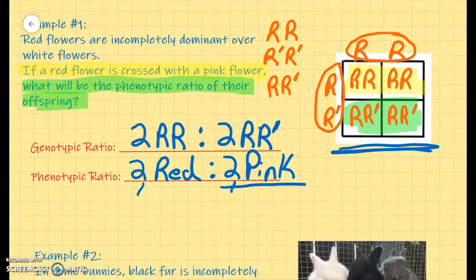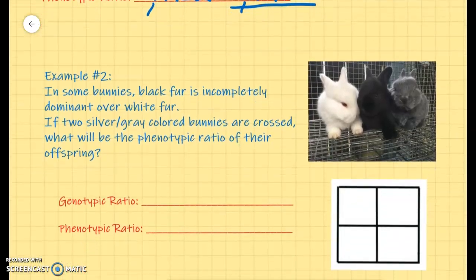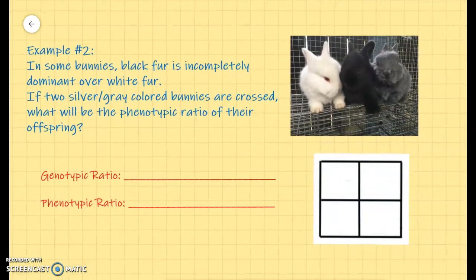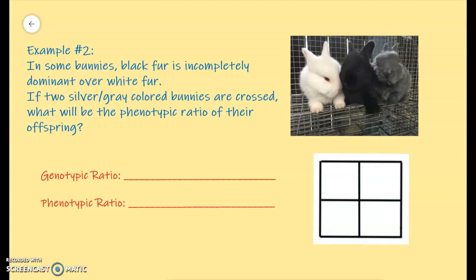Let's do one more example together. All right, so here we go. Drag this over here. For example 2, it says, let's get our highlighter ready to go. In some bunnies, black is incompletely dominant over white fur. So let's do some symbolism. We'll do B. So black is incompletely dominant over white. So what I can do is I can do big B for black. And then for white, I'm going to do the same big B, but put that apostrophe.